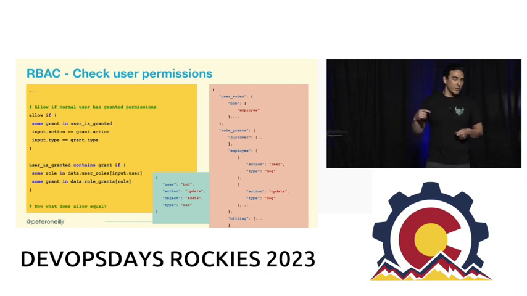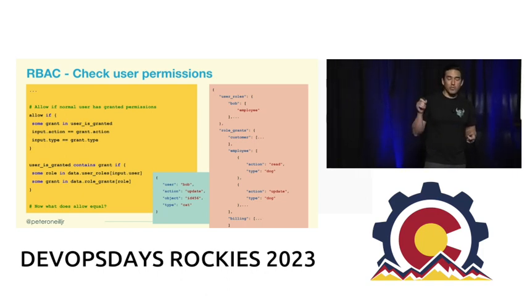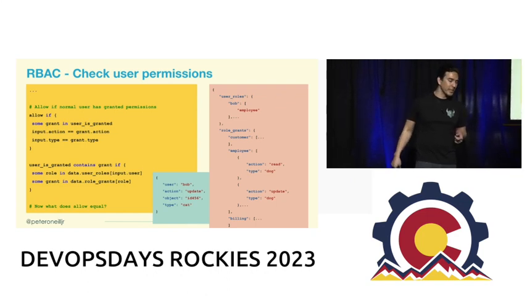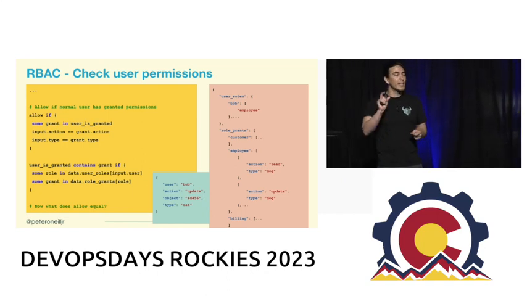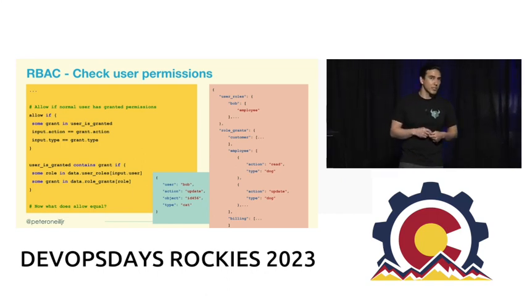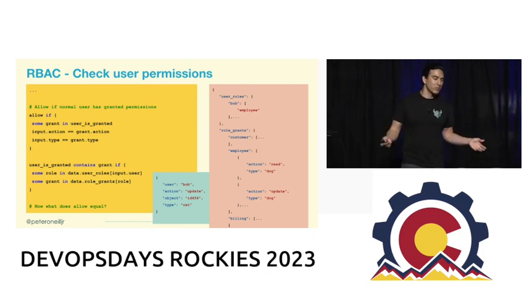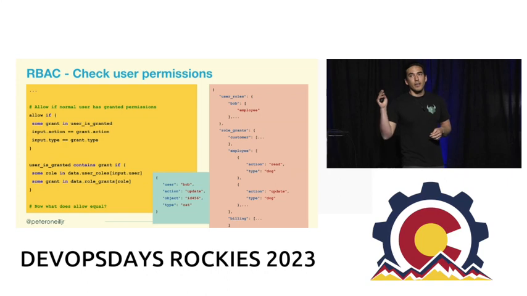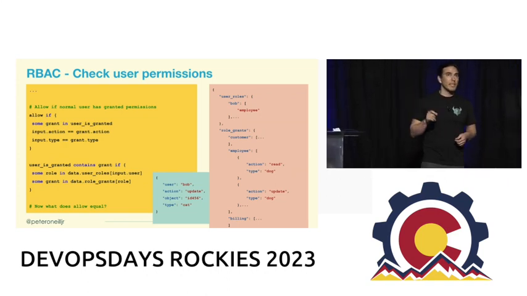And so now we go back. We say the input action equals the grant action. And so we can see that Bob is trying to do an update, and Bob has one action that's allowed to do an update. And then the input type, the last item in this policy that needs to be right, is input type is grant type, right? So input type is cat, and there's no cat type within the data itself. So with that, we can see that Bob is not allowed to perform this action, right?